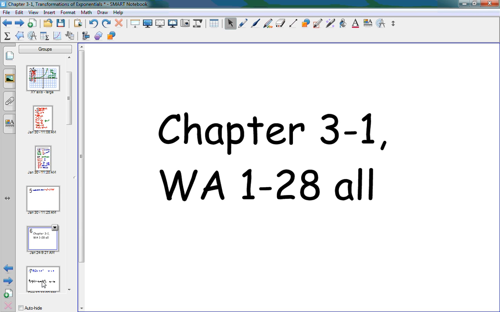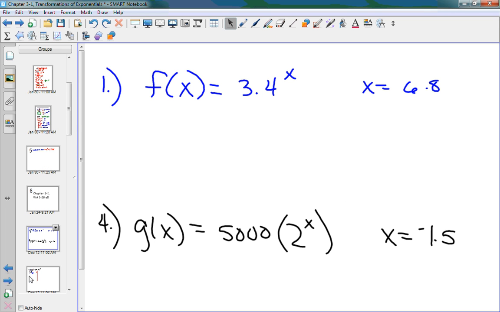Page 185, problems 1 through 6. It says use a calculator to evaluate the function at the indicated value of x. Round the results to decimal places. So what are you actually doing there? Take 3.4 to the power of 6.8. That is a very simple concept here. Literally, it is plug and chug.